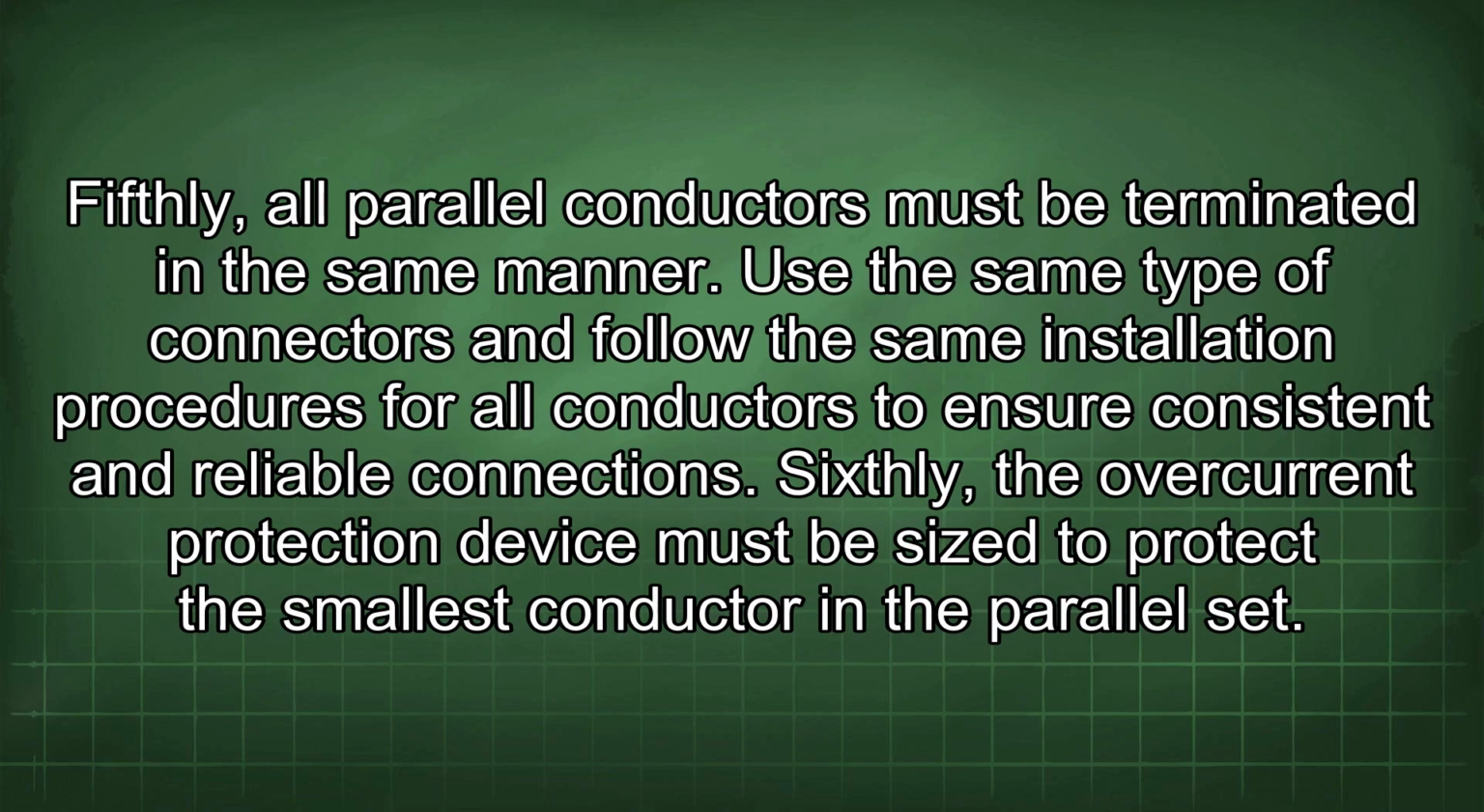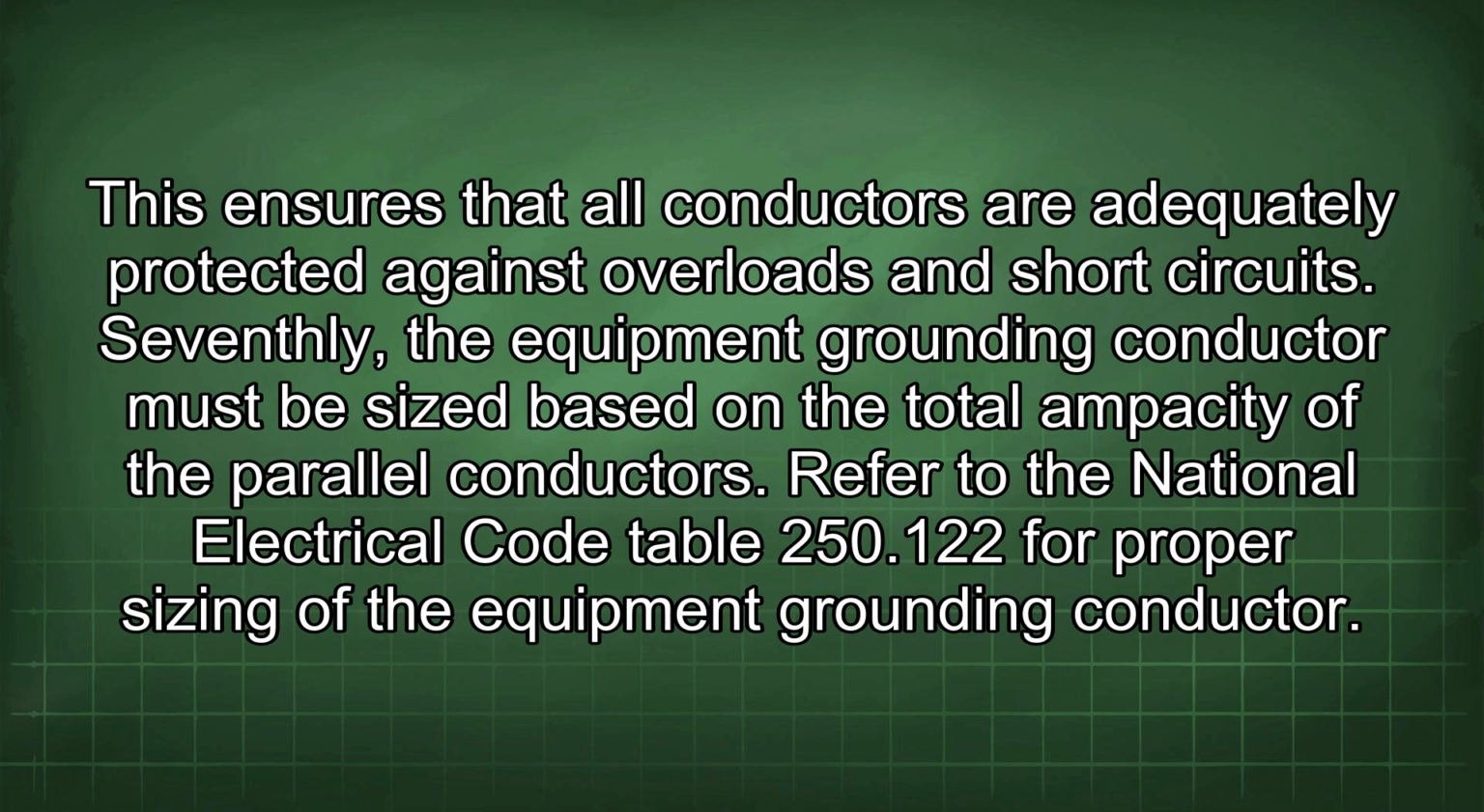Fifthly, all parallel conductors must be terminated in the same manner. Use the same type of connectors and follow the same installation procedures for all conductors to ensure consistent and reliable connections. Sixthly, the overcurrent protection device must be sized to protect the smallest conductor in the parallel set. This ensures that all conductors are adequately protected against overloads and short circuits. Seventhly, the equipment grounding conductor must be sized based on the total ampacity of the parallel conductors. Refer to the National Electrical Code Table 250.122 for proper sizing of the equipment grounding conductor.